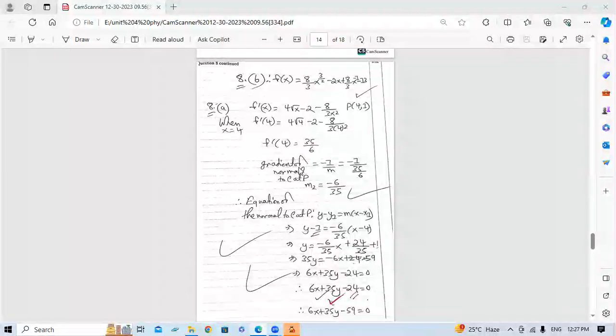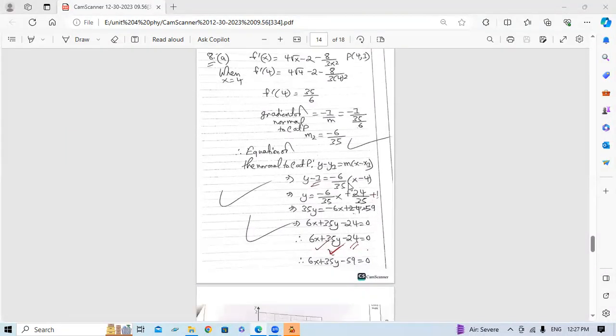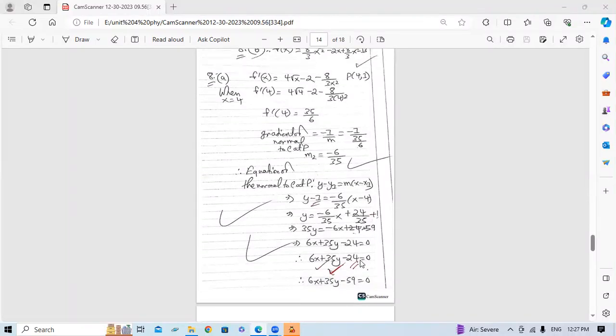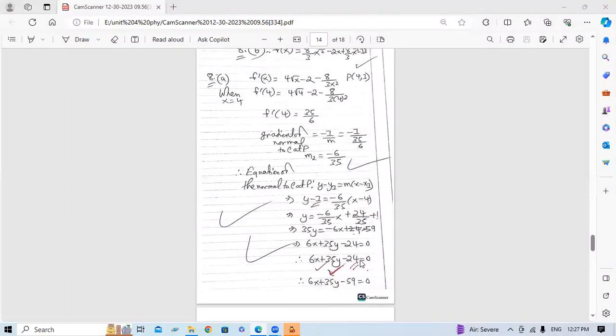Gradient of the normal to C at P is minus 1 by m. So minus 1 divided by 35 by 6. So m2 will be minus 6 by 35. Equation of the normal to C at P, y minus y1 equals m into x minus x1, y minus 1 equals minus 6 by 35 into x minus 4. 35y equals minus 6x plus 59. So the final answer will be 6x plus 35y minus 59 equals 0. That's the final state of 8a.